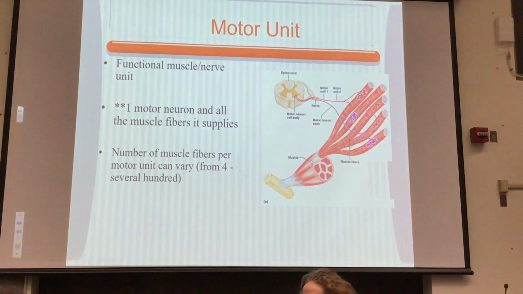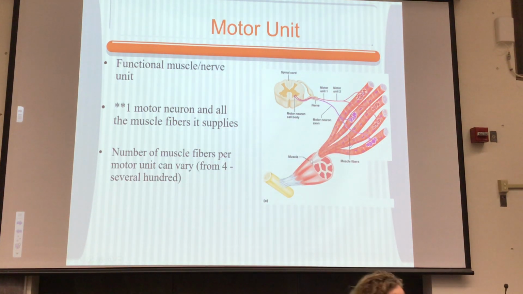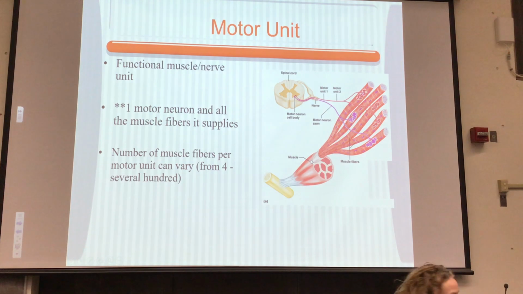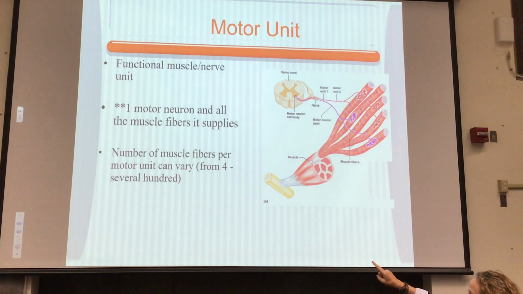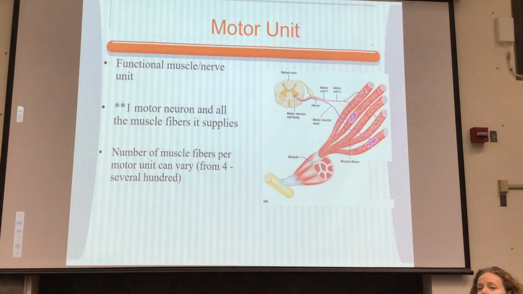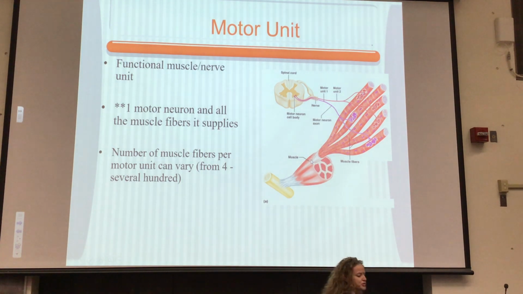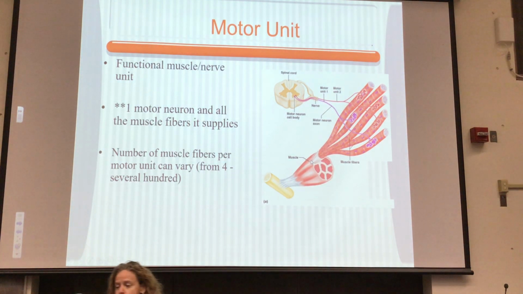The nerve ending and the muscle operate together in what's called a motor unit. First of all, be able to define a motor unit. A motor unit is one motor nerve and all the muscle fibers that that nerve supplies. A motor unit is one nerve and all the muscle fibers it supplies. One nerve, and then however many muscle fibers those nerve endings go to.